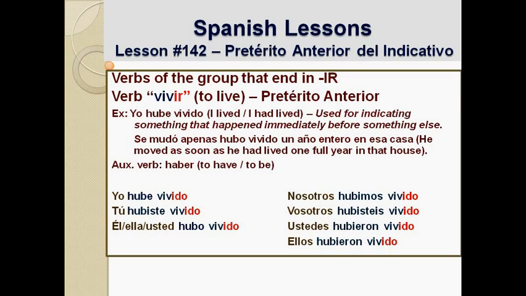So, these are the 3 groups of Spanish verbs, right? The ones that end in ar, ones that end in er, and the ones that end in ir. We have conjugated the verbs in pretérito anterior for each of these 3 groups of verbs, right? So, with this we end our lesson 142.